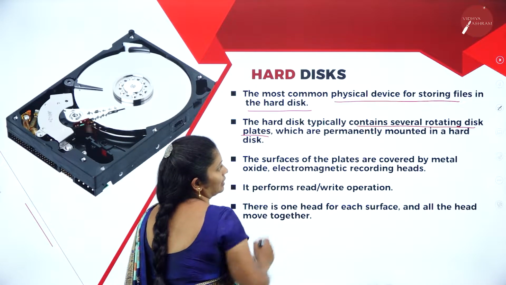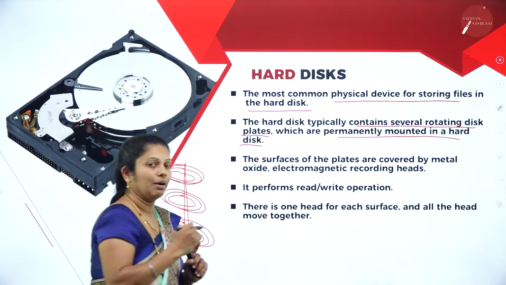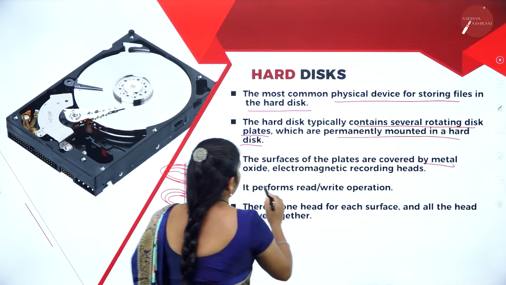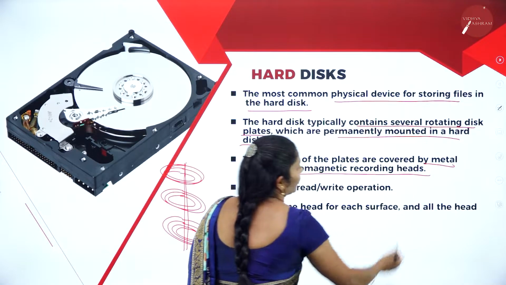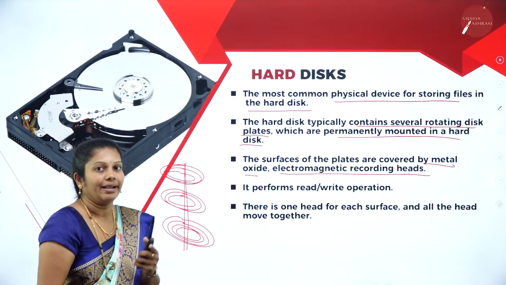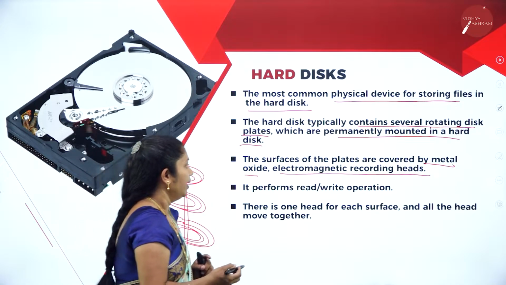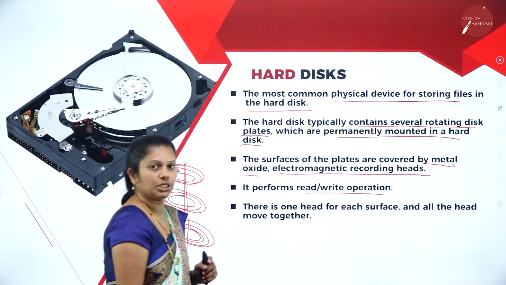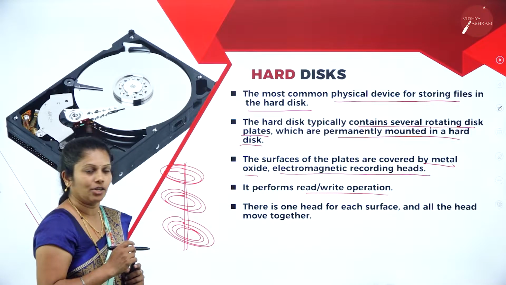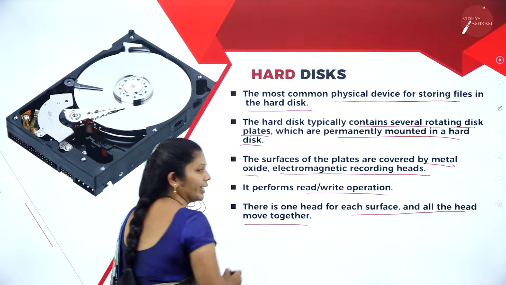The hard disk typically contains several rotating plates which are permanently mounted in the hard disk, permanently kept inside the CPU. The surfaces of the plates are covered with metal oxide, with electromagnetic recording heads here. And in each plate we have a read-write head. By using that read-write head, we can access the data. It performs read and write operations. We can read the data as well as write the data. There is one head for each surface, and all heads move together.